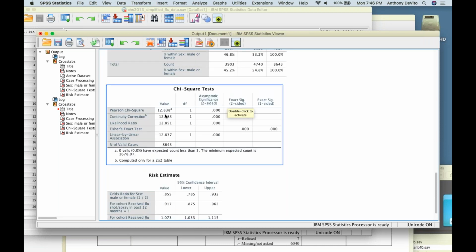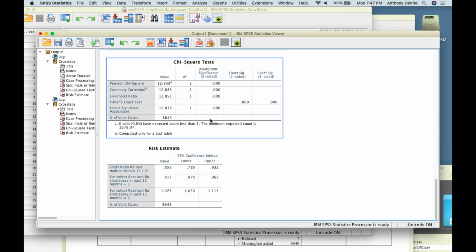Here's your chi-square test, 12, right? What's the significance? 0.000. So there is an association between gender and whether a person gets a flu shot. Maybe females go to the doctor more often than males do. Whatever reason it might be, there is an association. One group is statistically significantly more likely to get a flu shot.